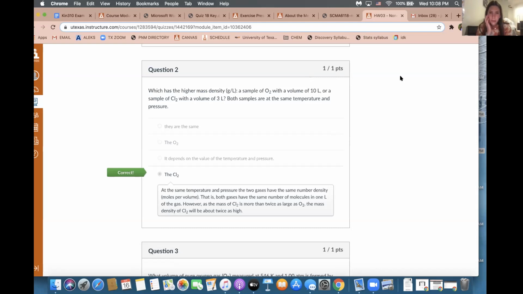Sorry. Okay. For this one, it's giving you two volumes, right? And then it's asking you the main question. So what you have are two volumes, and you want to ask which one has the higher mass density. Is it row one or row two? Same temperature and same pressure.